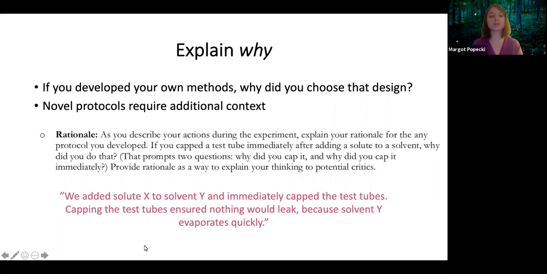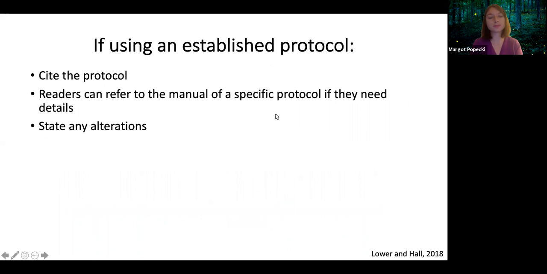That's the step. Now you provide the context. Capping the test tube ensured nothing would leak because solvent Y evaporates quickly. So that's the rationale. You explain your thinking to potential critics that way. And you make it very clear and, again, transparent to your readers why you chose to design your methods this way.